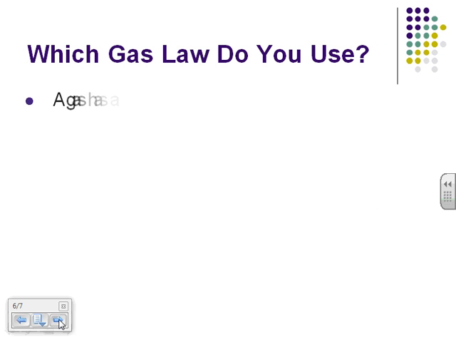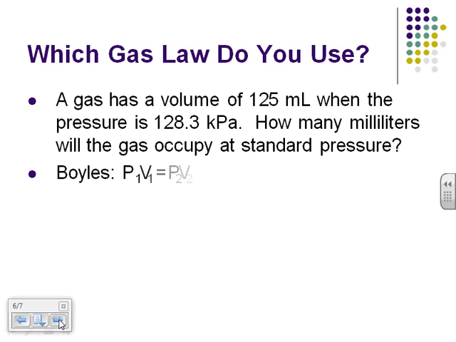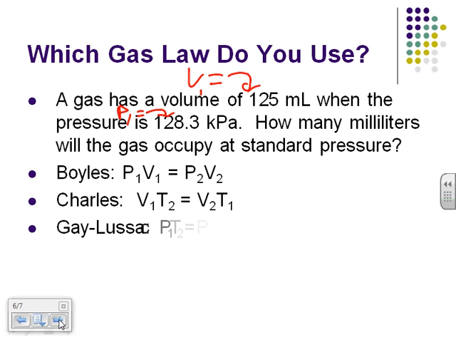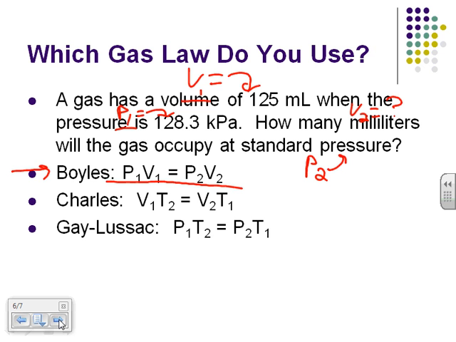Let's do another one. A gas has a volume of 125 milliliters. Volume equals. When the pressure, P1 equals. We can stop there if we want because we already know what law it is. The law that involves pressure and volume is going to be Boyle's law. It deals with pressures and volumes. How many milliliters? V2 equals question mark. Standard pressure, P2 would be standard pressure.